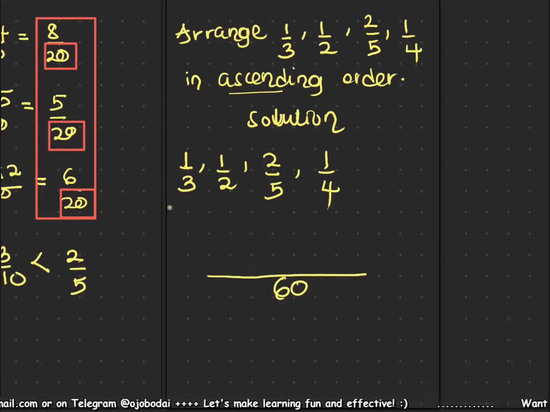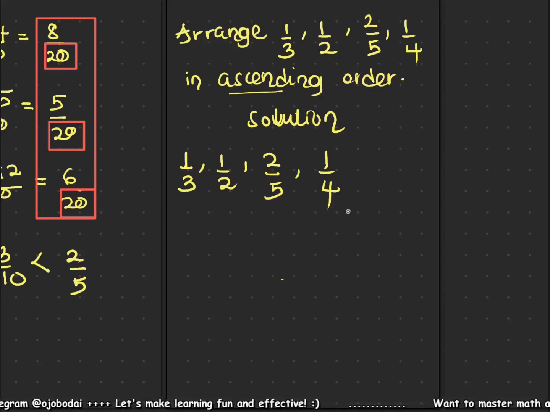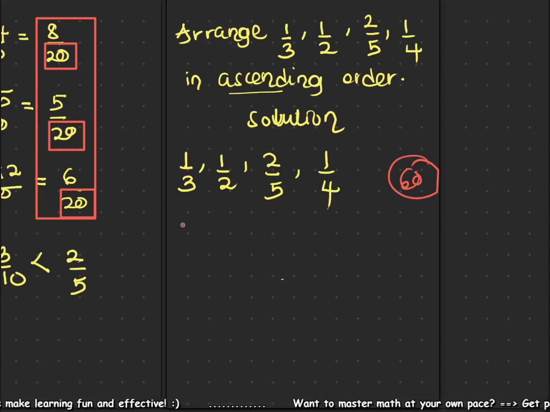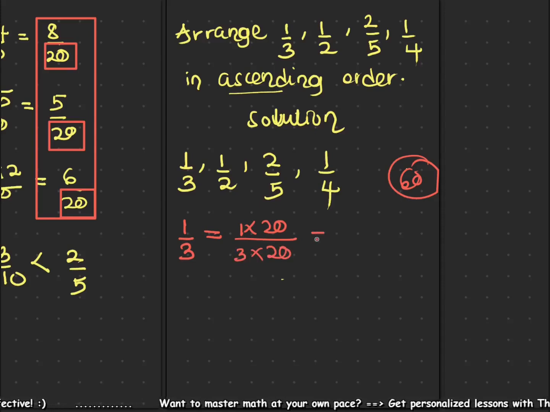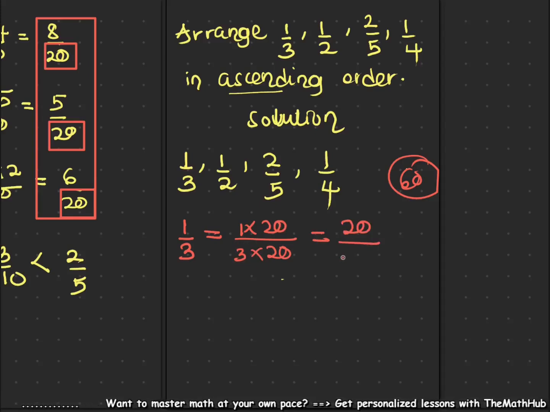So if the LCM is 60, 3 divides 60 how many times? 20 times. So we are going to have 1 over 3 giving us 1 times 20 over 3 times 20. If you multiply 1 by 20, we have 20. And 3 times 20 also gives us 60. Then we come to the next fraction, which is 1 over 2.